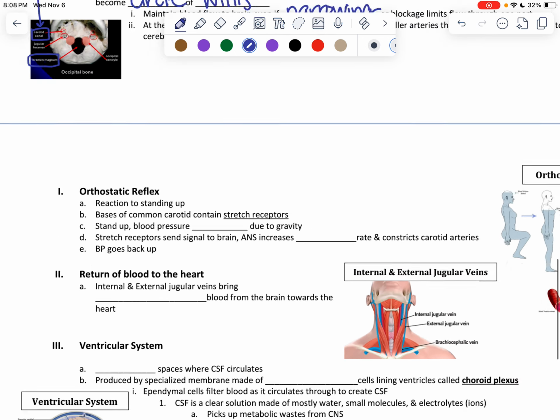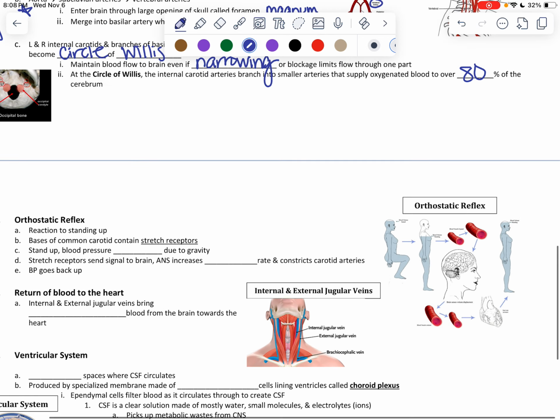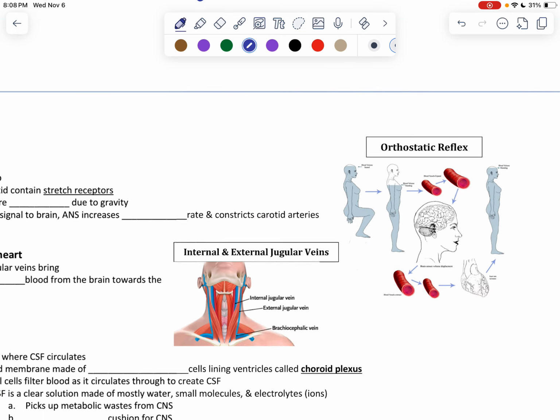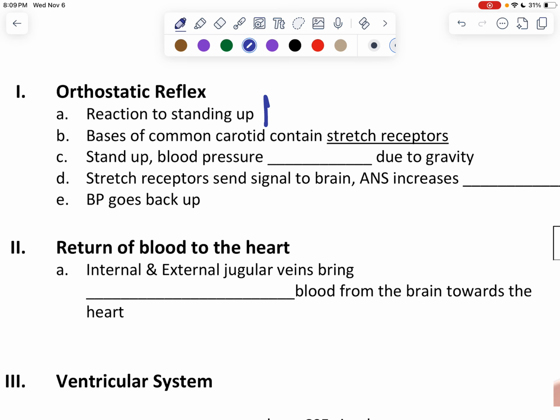Okay, so when you stand up really fast, it's called an orthostatic reflex. I have a picture over here of what happens. When you stand up real fast, the blood is not quite in your brain fully, because when you stand up, the force of gravity is pushing down on the blood. So it takes you a second to get your senses back and for your blood vessels to expand. It's a reaction to standing up.